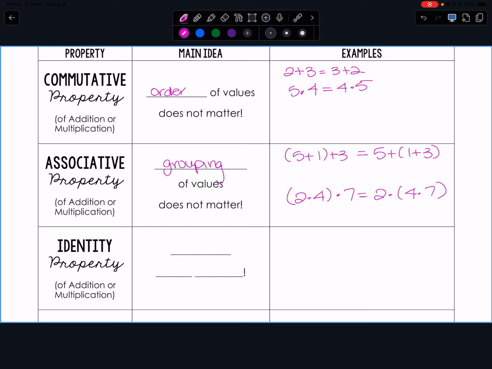Don't use an X for multiplication. Use the dot. I was just talking to Mr. Van Loon, and that is probably our biggest pet peeve. So make sure that you use the dot instead.